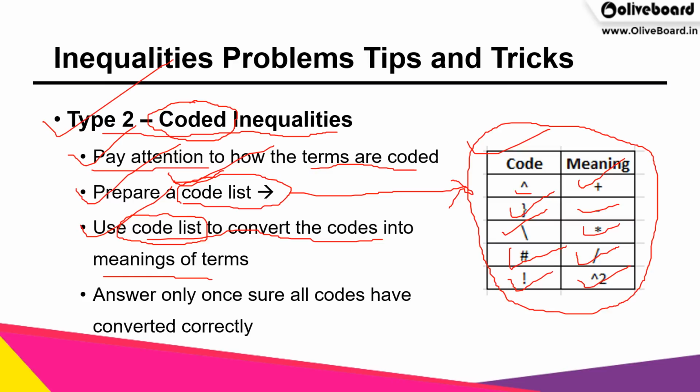And one more thing, answer only once you are sure all codes have been converted correctly. Now here, what do I mean by they have been converted correctly? Okay, let's say for example your code list is correct, there's no doubt about it, but while putting that in the inequality, you are making a mistake. Okay, and these mistakes are very silly mistakes, guys, but in the exam we are all silly, so they can happen very, very commonly. Okay, so ensure that you double check.